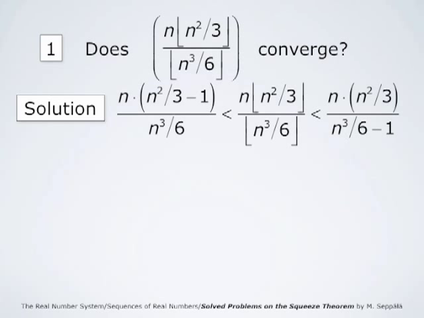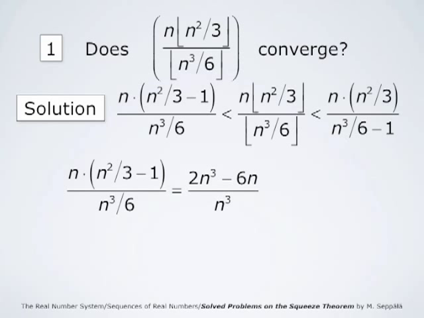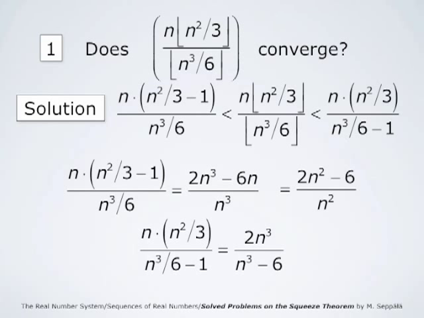And we might want to simplify the right and the left hand side of these estimates. The left hand side, n times n squared over 3 minus 1, and that divided by n cubed over 6, can be simplified. It is 2 times n cubed minus 6 times n, and that divided by n cubed. And this can further be simplified. It is 2 times n squared minus 6, and that divided by n squared. Likewise, the right hand side of this double inequality for the general term simplifies to 2 times n cubed over n cubed minus 6.